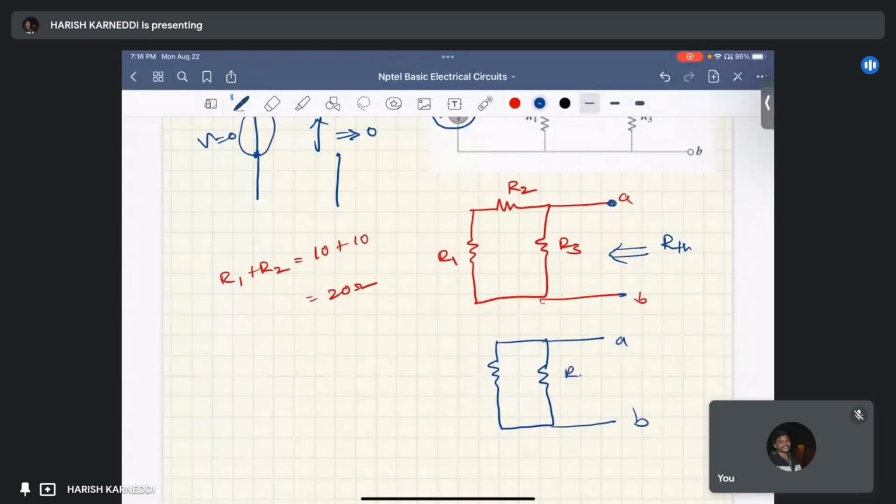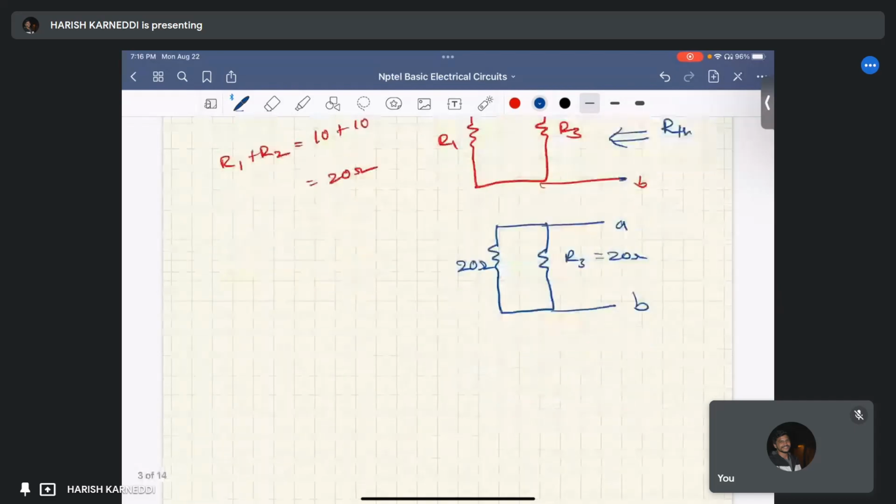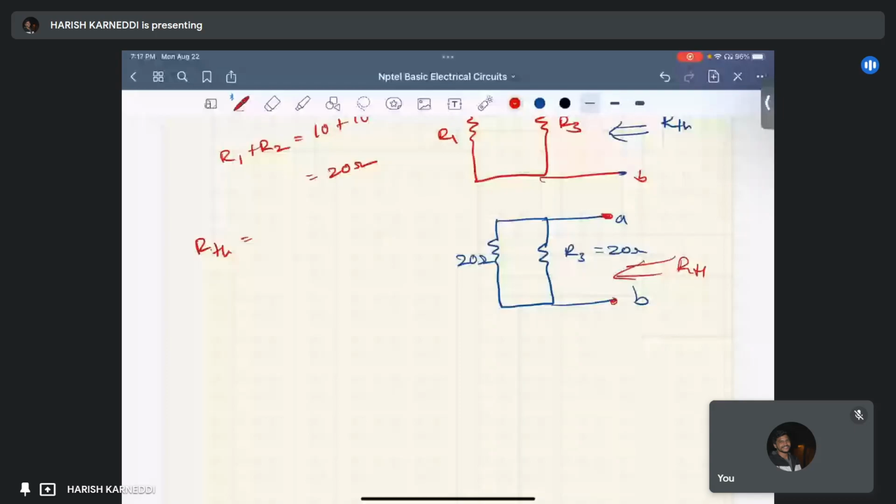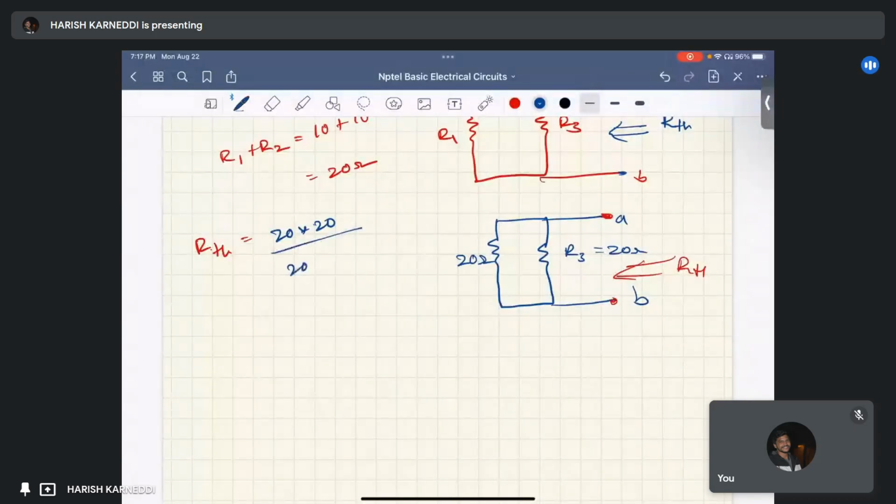This is R3, equal to 20 ohm, and the equivalent resistance we just calculated is 20 ohm. So the resistance seen from the AB terminals is RTH. Those two are connected in parallel, right? The 20 ohm and 20 ohm in parallel give an equivalent resistance of 20 into 20 by 20 plus 20, that equals 10 ohm, right?